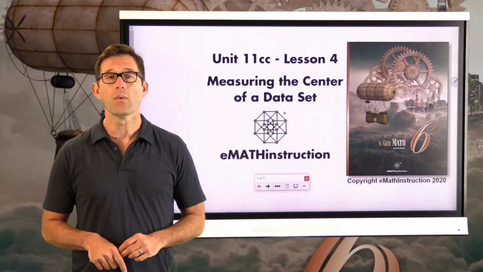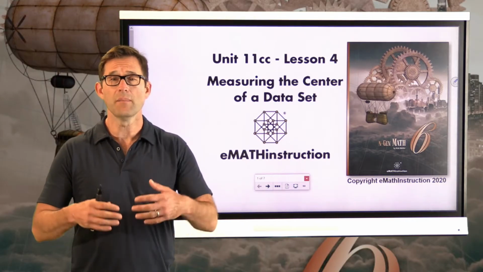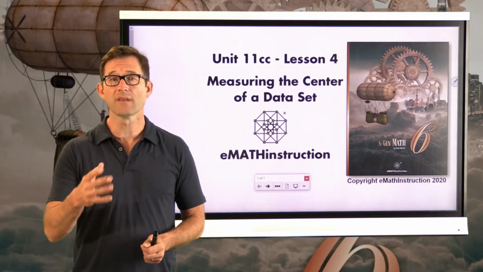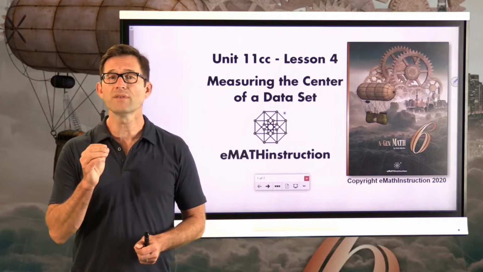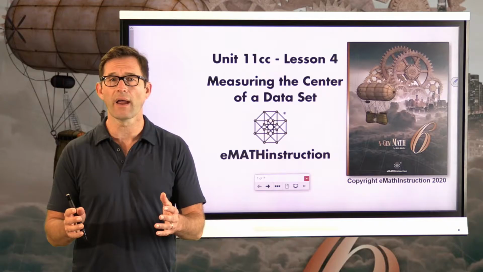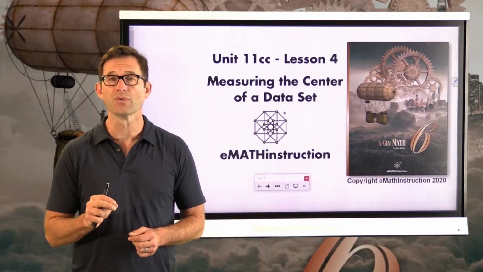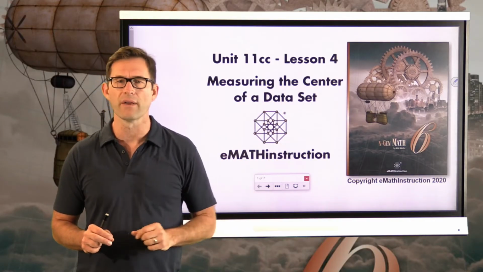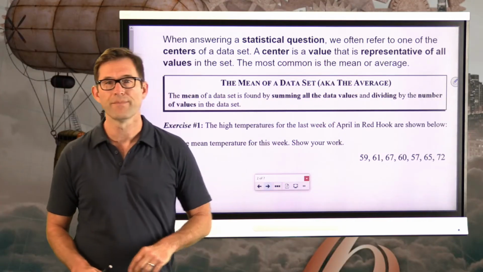Now, when we answer statistical questions, we need to be able to have an answer. We need to be able to say something, right? And because statistical questions involve variation, we oftentimes want one number to summarize the entire data set. Today we're going to be looking at two different numbers that measure the center of the data set, a typical value within the data set. So let's get into those right away.